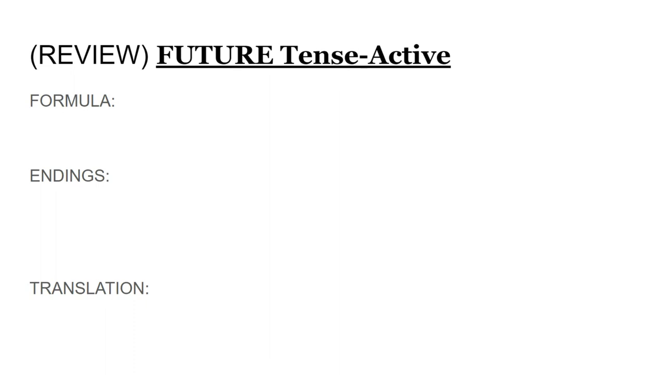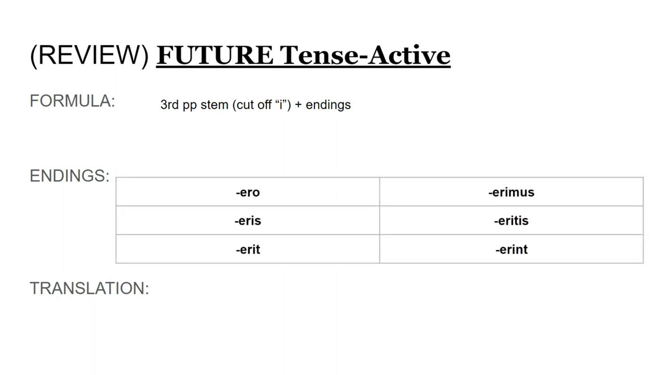All right, let's talk about the future. This is the future perfect tense. It just says future here, but this is future perfect. We're going to go just as before. This is for the active voice, taking off that I from the third principal part and adding these endings. Again, you learned these earlier this year. Ero, eris, erit, erimus, eritis, erint. Those are your endings. The translation is "will have blanked." Okay, so that's the old news.